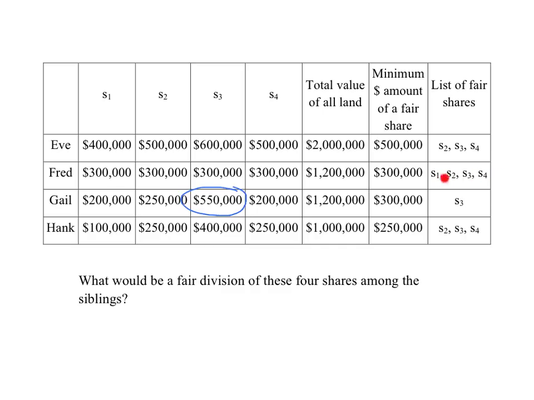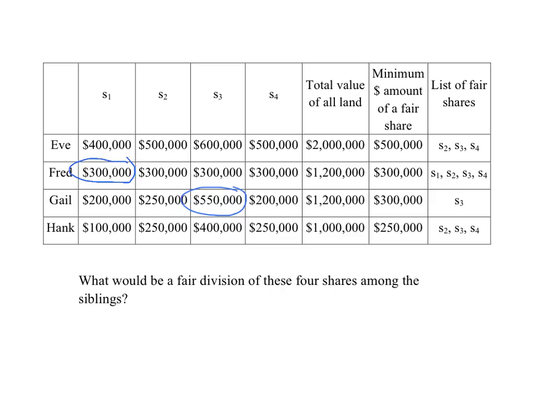Notice that Fred will accept any of these, so we don't have to work around him particularly. Eve will take any of S2, S3, S4. Hank will also take any of S2, S3, S4. So Fred is the only one who will accept S1 as a fair share. So he certainly gets S1 if this is going to work at all.